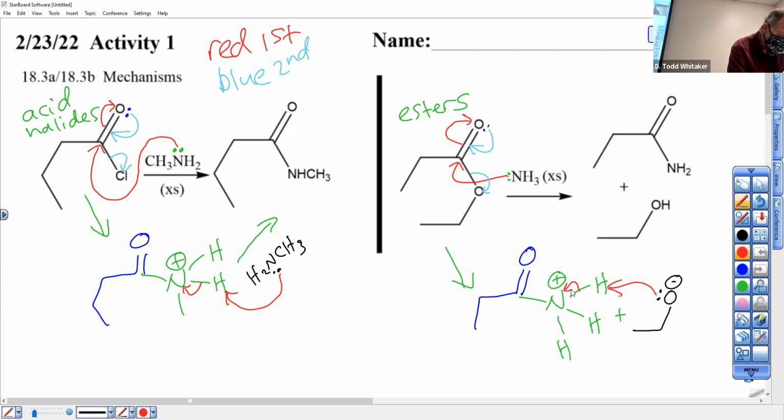Why did Cl minus not do the same thing here? I think you know the answer. Cl minus is nowhere near as good a base as an amine. Why was O minus the base here? It's a better base than an amine or ammonia. And that's the end of our quick little activity today. We'll come back with more mechanisms, all day mechanisms.